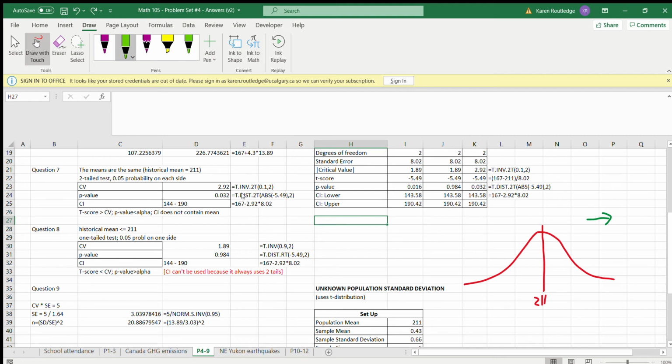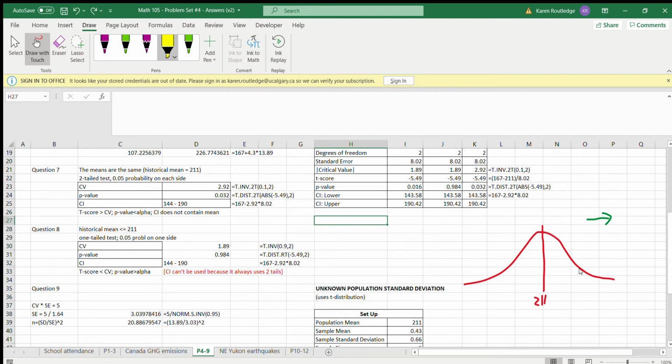Problem set number 4, question number 8, for real this time. I'm doing a one-tailed hypothesis test, and in particular I'm interested in the right tail. This means that the result that will get me published, the result that will make the news, is if the population mean is greater than, pointing to the right, greater than 211. And conversely, my null hypothesis is the opposite of that. It would be less than or equal to 211. So the direction I care about is greater than.